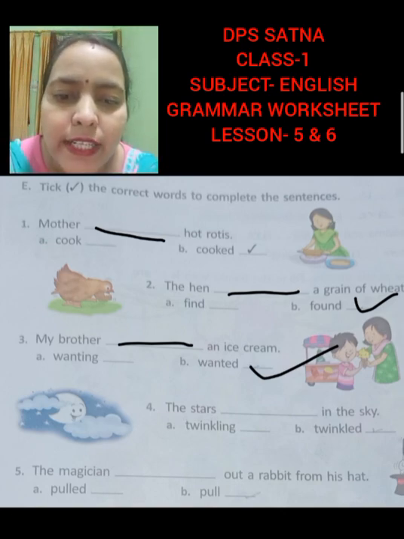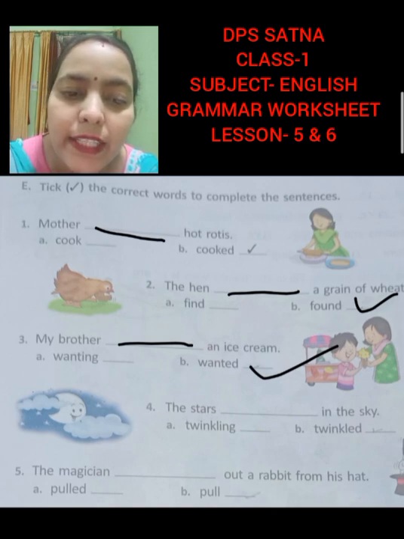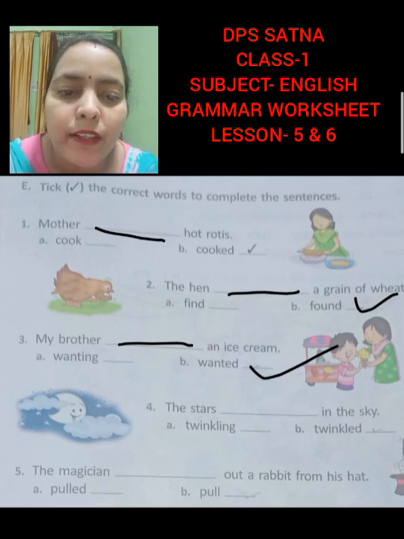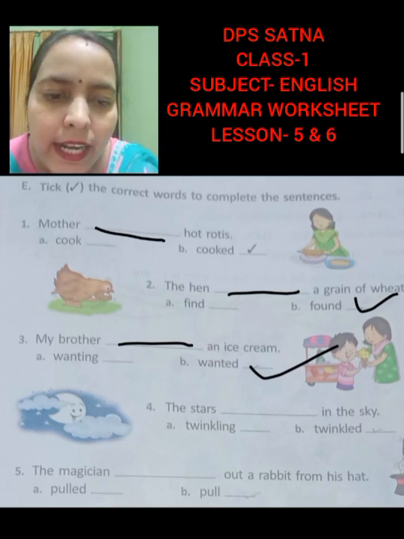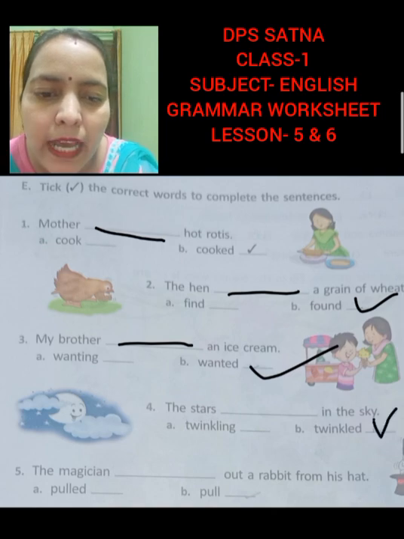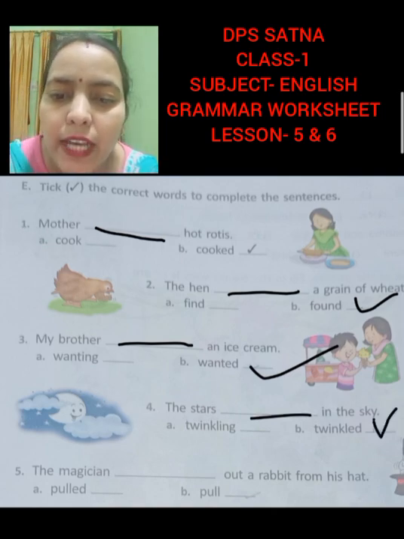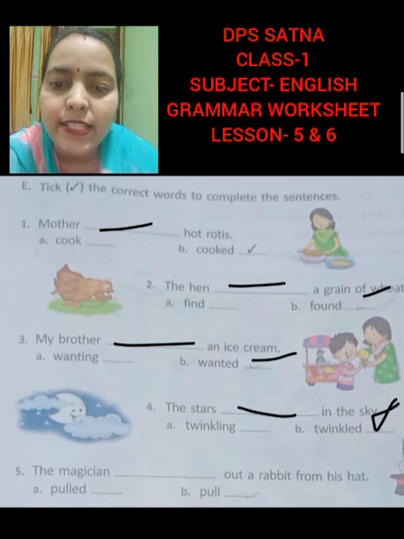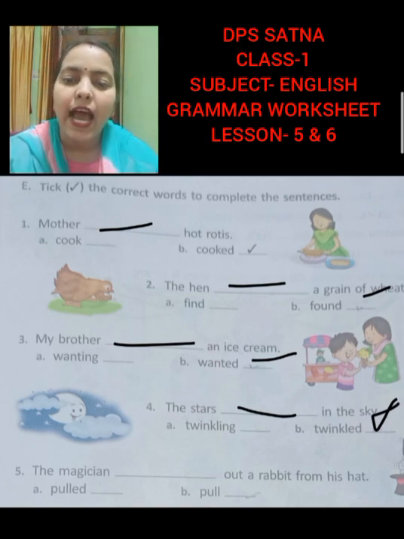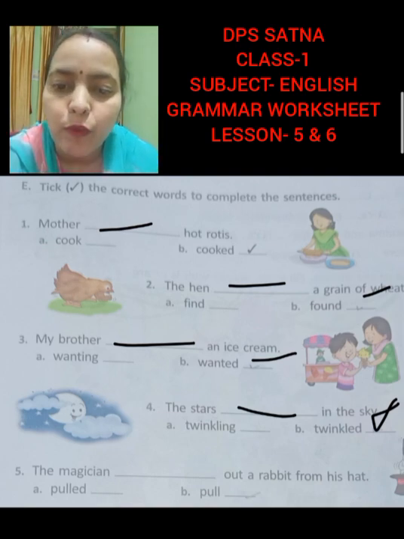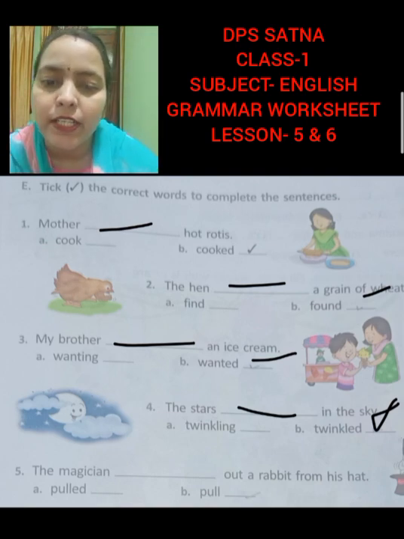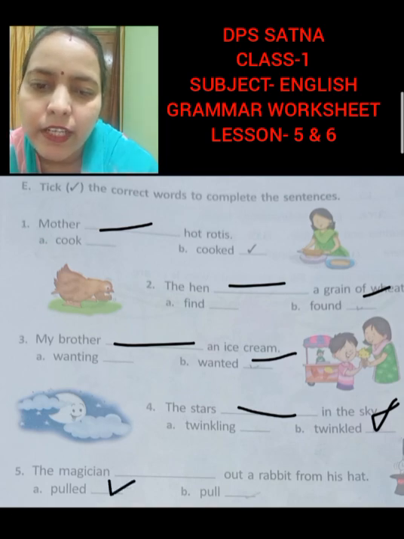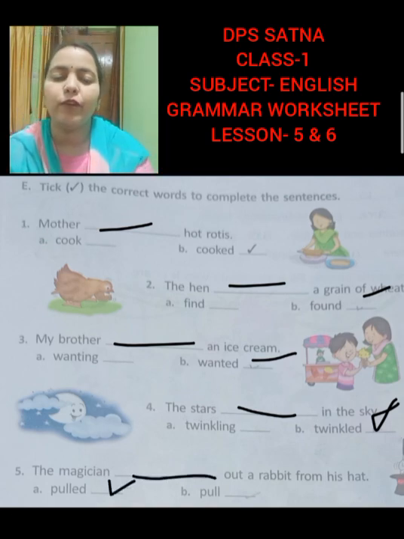Now the fourth sentence is the stars dash in the sky. The stars twinkling in the sky or the stars twinkled in the sky. So tick in the B option, twinkled, and write that word in the blank also. Now the last sentence. The fifth sentence is the magician dash out a rabbit from his hat. So the correct word is the magician pulled. So the A option is correct. Tick it in the A option and write it on the blank.